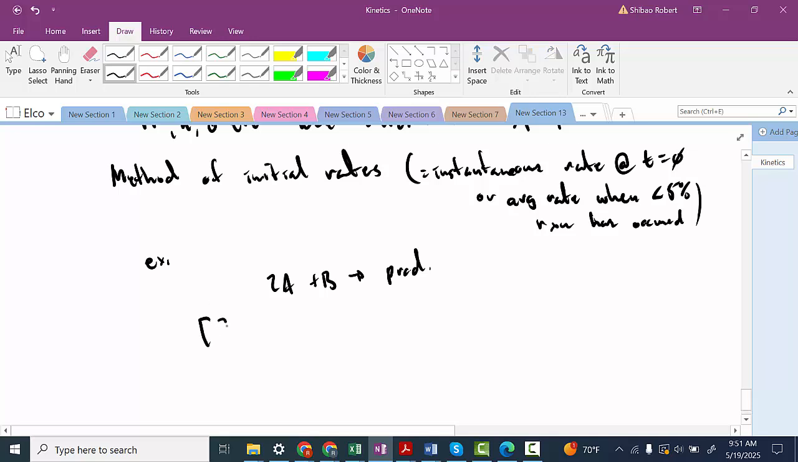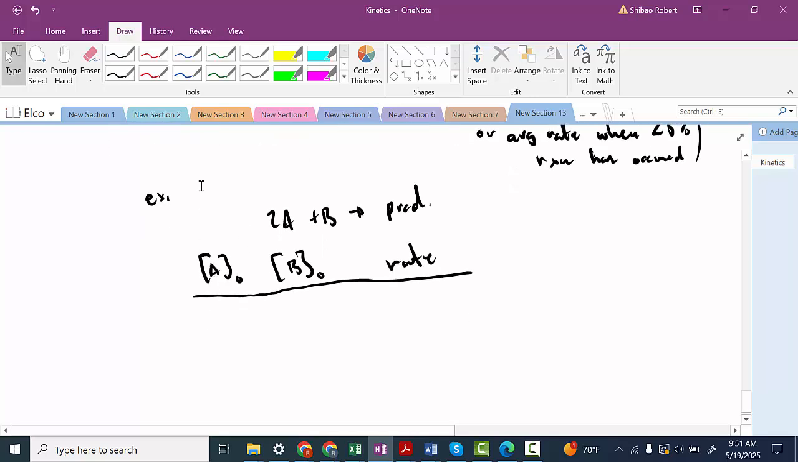The initial concentration we'll just put as A, and then B initial. And then we'll look at the rate, and the rate is just going to be measured. And so the strategy goes like this. Let's say we have 0.1 molar and 0.1 molar here, and then we measure a rate we'll call rate 1.